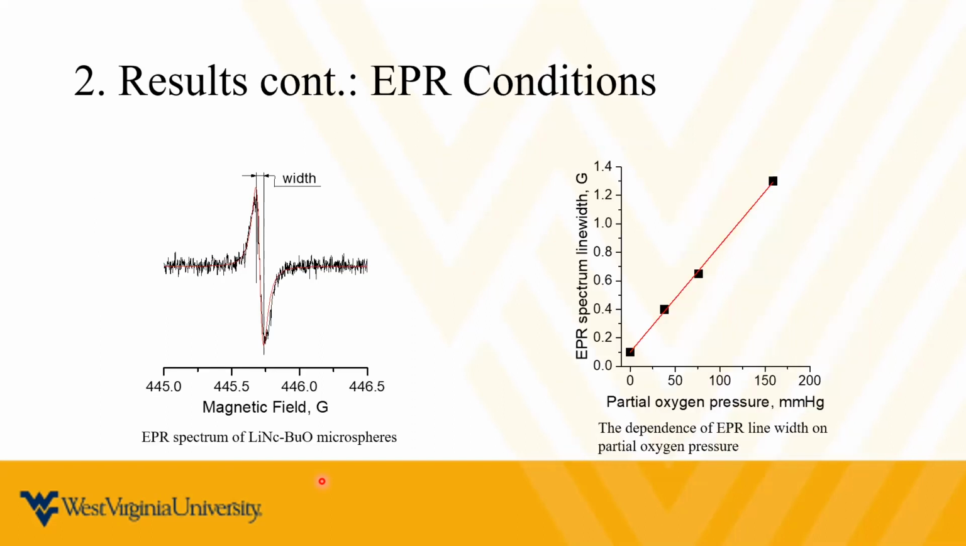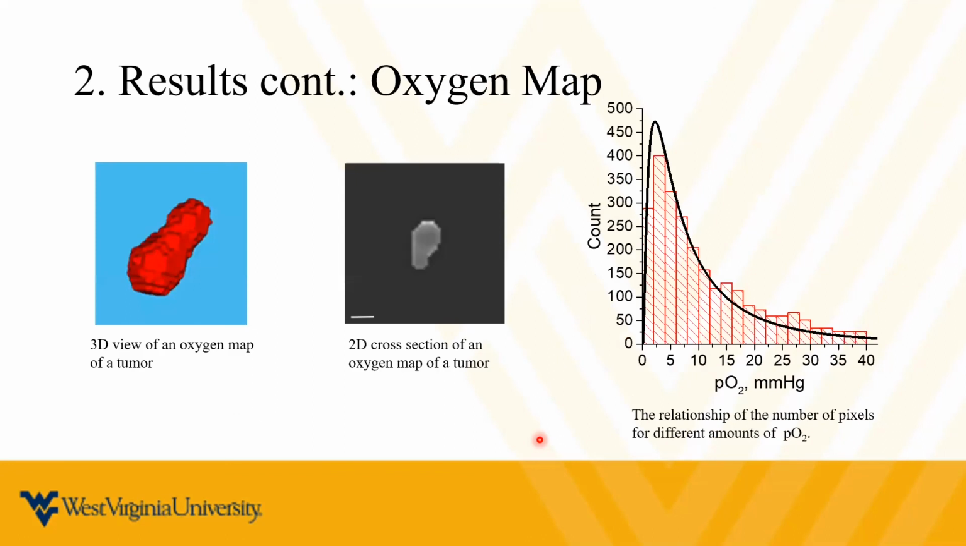These pictures show the conditions of the EPR used on the tumors. The picture on the left shows the EPR spectrum of the particles, and the graph on the right shows the dependence of the EPR line width on partial oxygen pressure. On the left is a 3D view of an oxygen map of a tumor. The middle picture is a 2D cross-section of an oxygen map of a tumor.